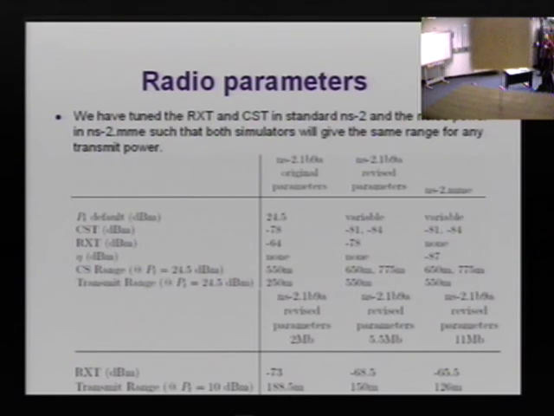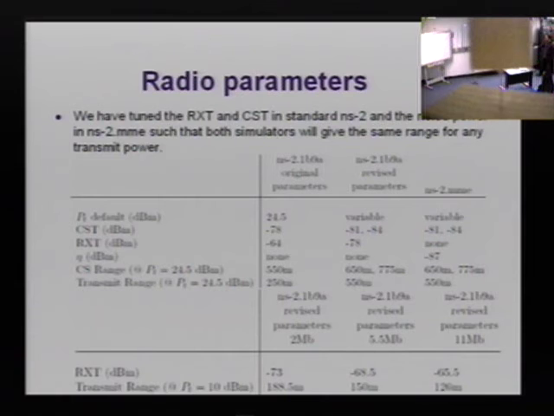When we did these modifications, we wanted our modifications to be comparable to NS2. For example, if we compare just NS2 without changing any parameters, it doesn't make any sense, because the default power in NS2 is 24.5 dBm, and it gives you a range of 250 meters. But in our model, if you set this power to 24.5, it will give you like 550 meters range. So we tune the parameters such that they will always give the same range.